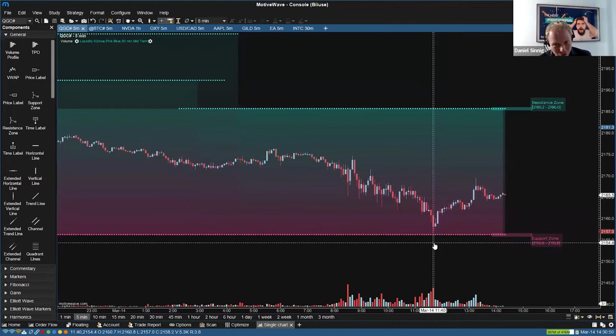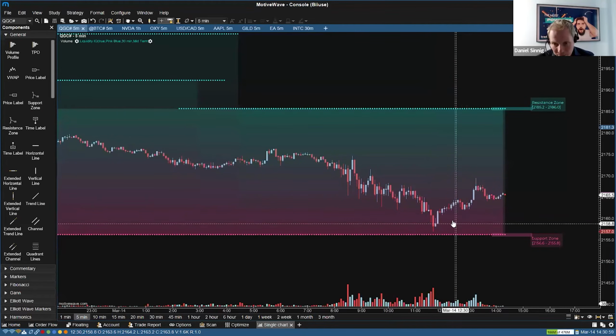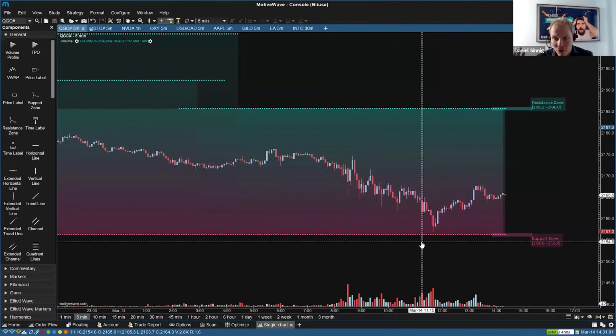It will not always work out. Of course, sometimes these zones are broken, but oftentimes it does work out. And if it does, you have a great risk-reward trade where your reward exceeds, oftentimes by a factor of 3 or 4, your risk on the table. A great trade.